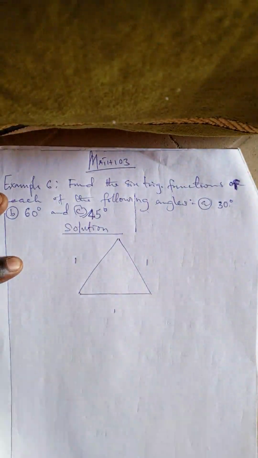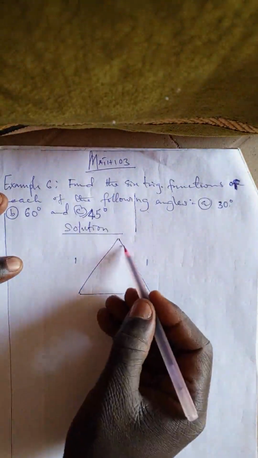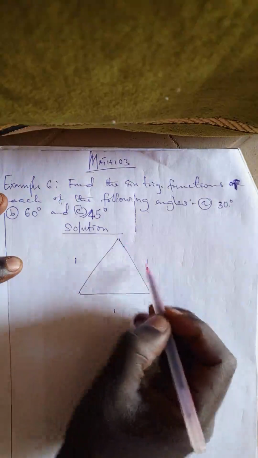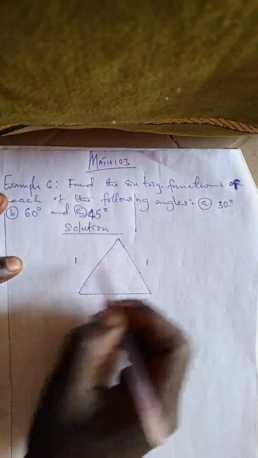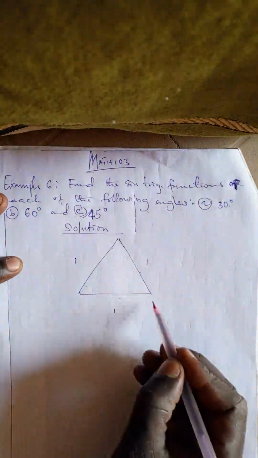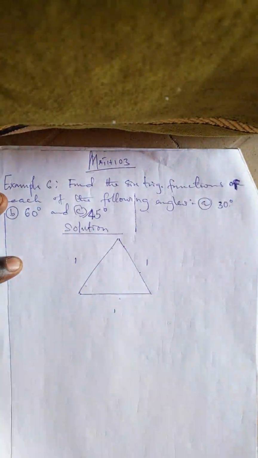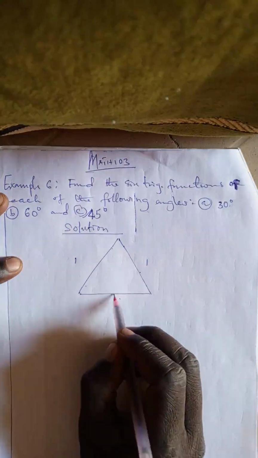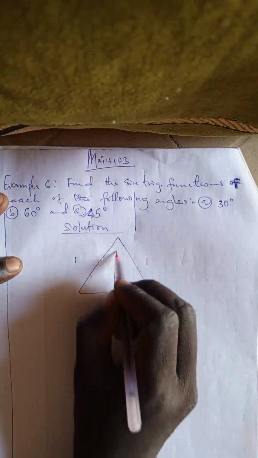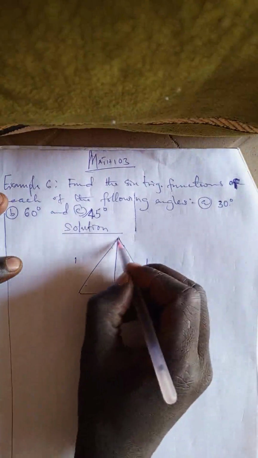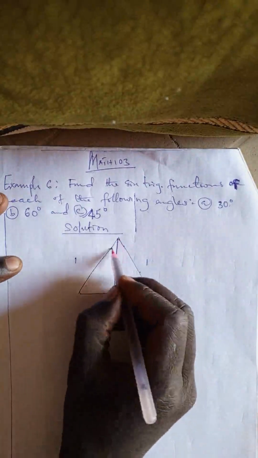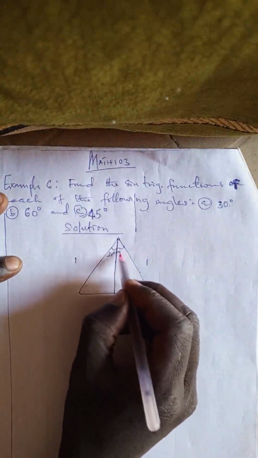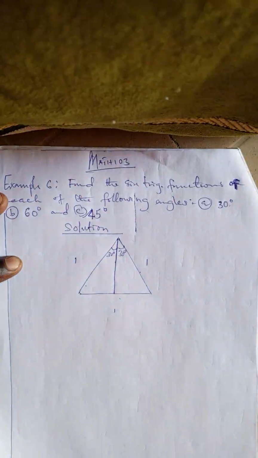So you see, each angle here is 60 degrees, 60 degrees, 60 degrees, because the three sides are equal, and so the three angles must be equal. 60 plus 60 plus 60 gives the sum of angles in a triangle, which is equal to 180 degrees. Now we draw a perpendicular bisector. It will bisect this angle into two. So 60 divided by 2 here will be 30 degrees. Here will also be 30 degrees.